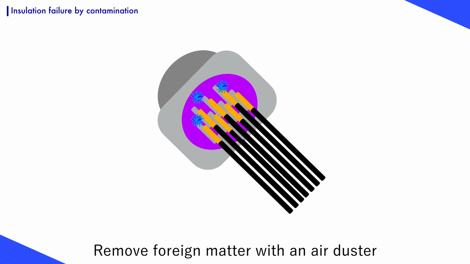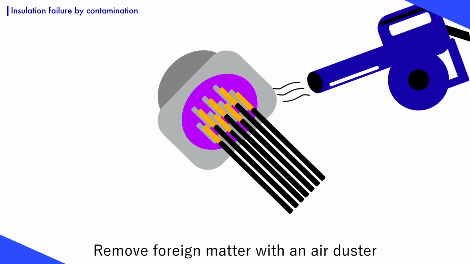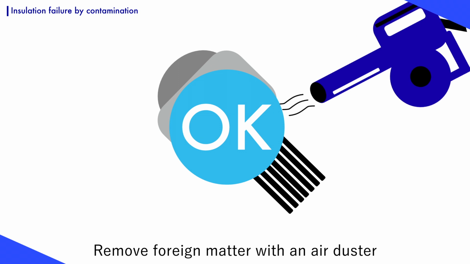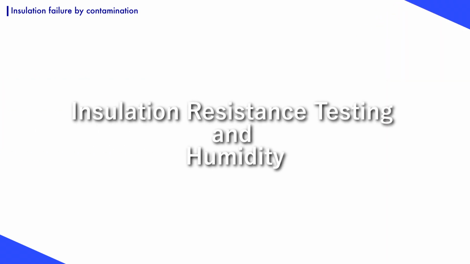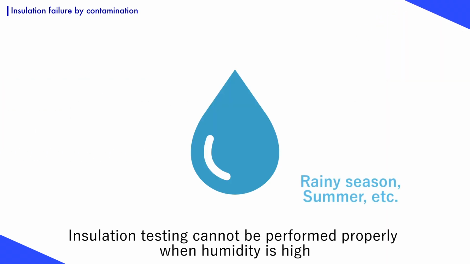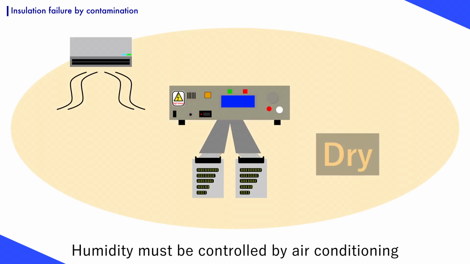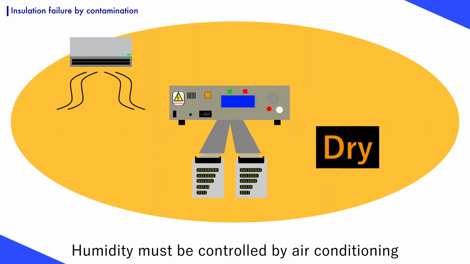If an error occurs, remove the foreign matter by an air duster. Insulation resistance testing is related to humidity. The testing facility should be left in a dry environment to remove the humidity.